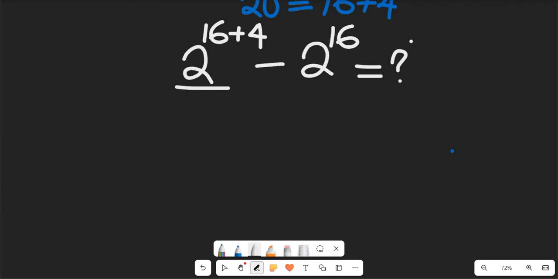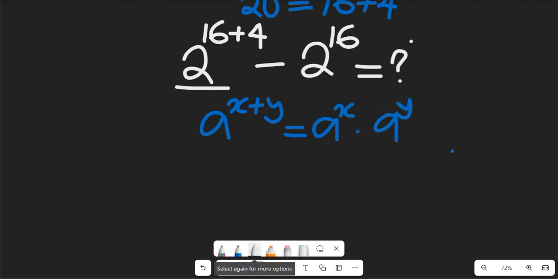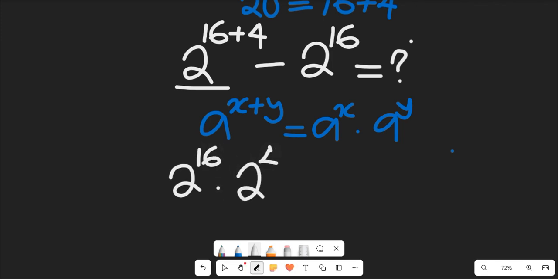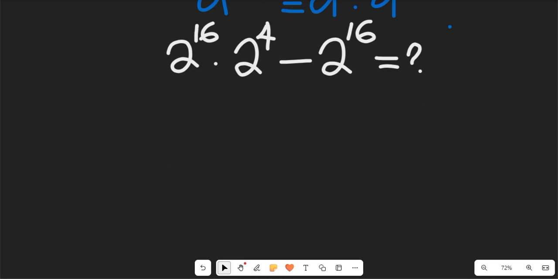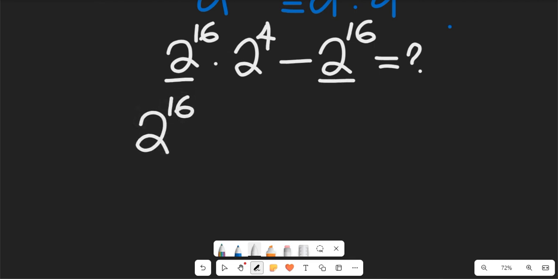If I have a to the power of x plus y, this can be equal to a to the power of x multiplied by a to the power of y, right? Then if I do that, I'll have 2 to the power of 16 multiplying 2 to the power of 4, minus 2 to the power of 16, and this will be equal to what? Now let's find out. Given this whole expression, I can simplify it because we have one common term, 2 to the power of 16 and 2 to the power of 16. So I'll bring out 2 to the power of 16, multiplied by 2 to the power of 4.